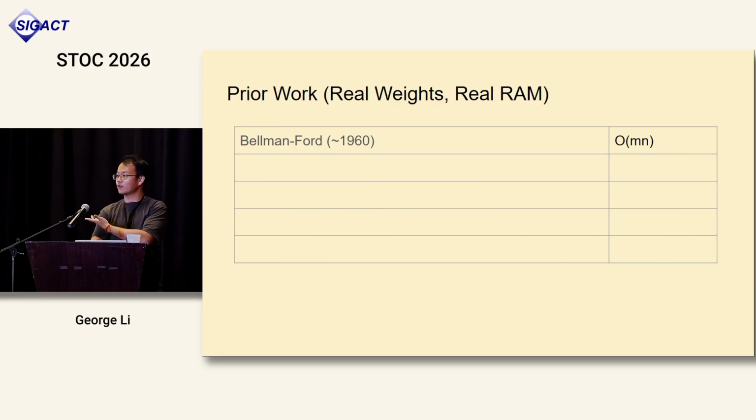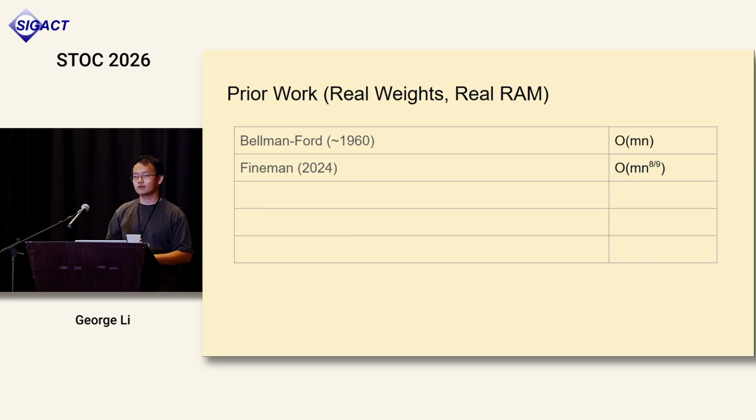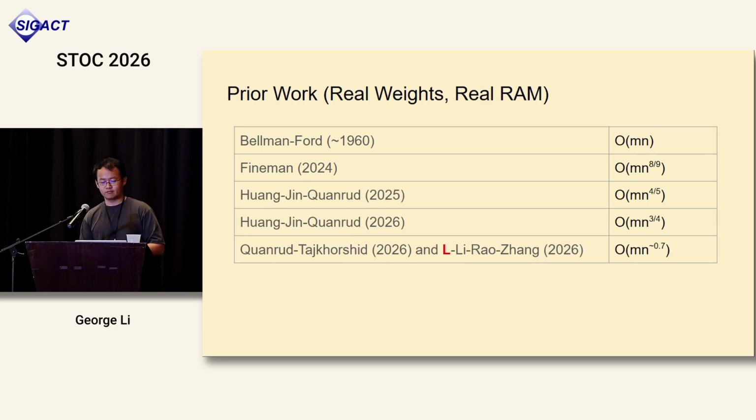The Bellman-Ford algorithm still works in this setting. It still runs in mn time. And in a recent breakthrough result by Fineman, they showed that the Bellman-Ford algorithm is not optimal, and you can get an mn^(8/9) time algorithm for this problem. And in a sequence of recent works, this has been improved to around mn^0.7. In fact, this final row is the next talk.